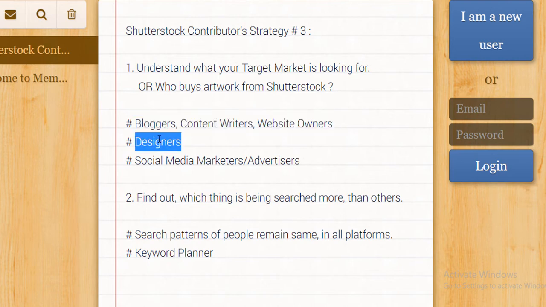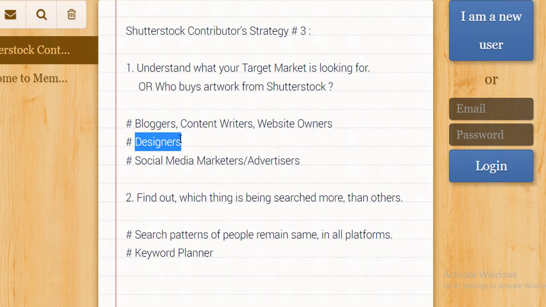Number two is designers. A lot of designers are working in creative agencies, and the creative agencies cannot afford to ask all of their designers to design everything from scratch. So they have these Shutterstock subscriptions, and they have these Shutterstock accounts.